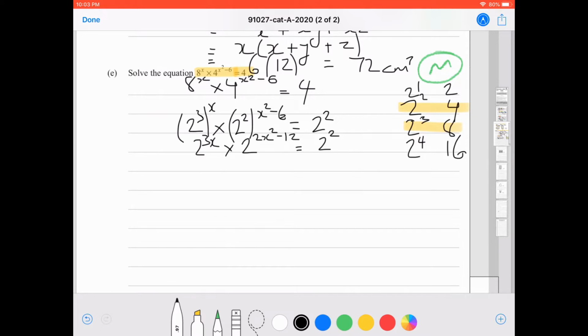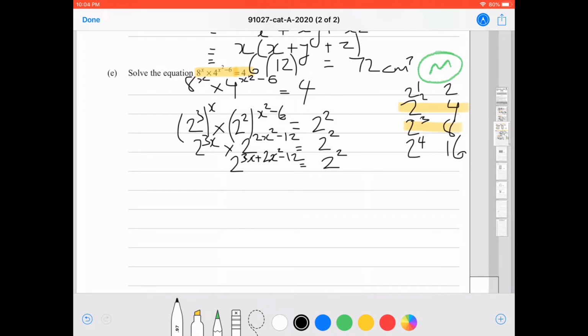Looking at our left-hand side now, we want to combine 2 to the power of 3x and 2 to the power of 2x squared minus 12 into just one term. And we have the same base, which is 2. We're multiplying, meaning we add the powers. So it's going to be 2 to the power of 3x plus 2x squared minus 12. And our right hand side stays the same once again.